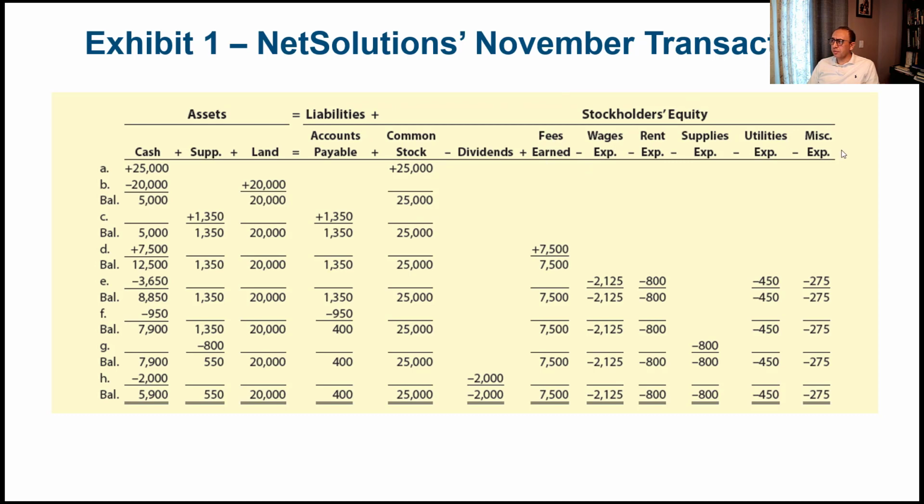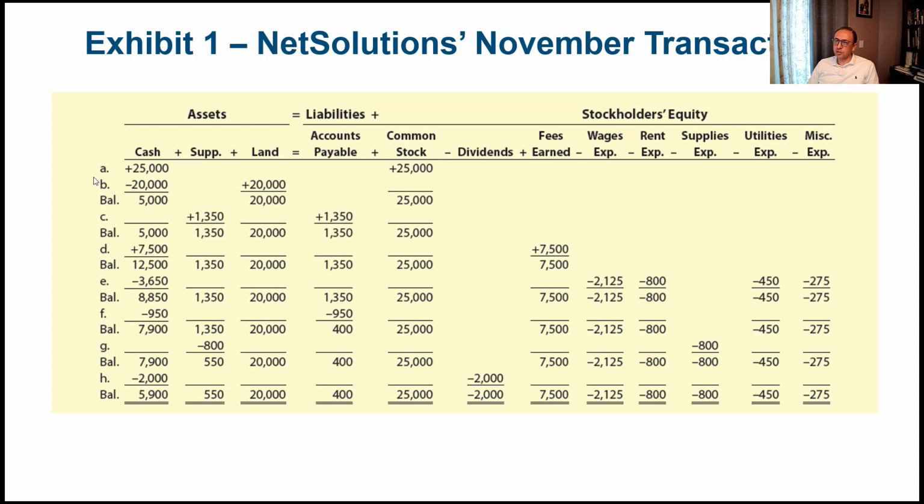And then we have other accounts that would have an impact on the common stock, which are fees earned, which is considered to be a revenue. And all these expenses, they have a negative impact on common stock. The revenues and expenses, we call them income statement accounts because basically they belong to the income statement. And we also have the dividends account, which has a negative impact on common stock.